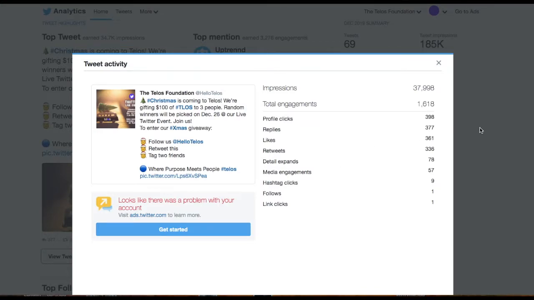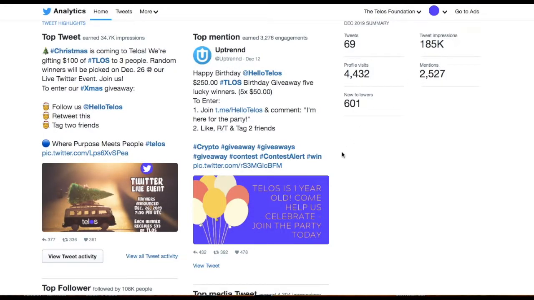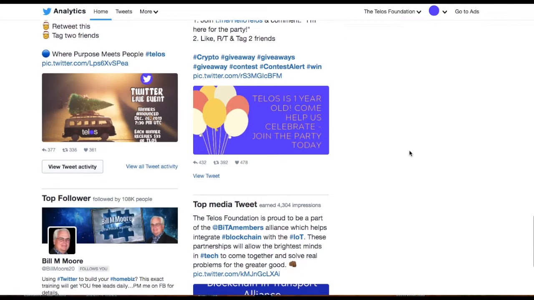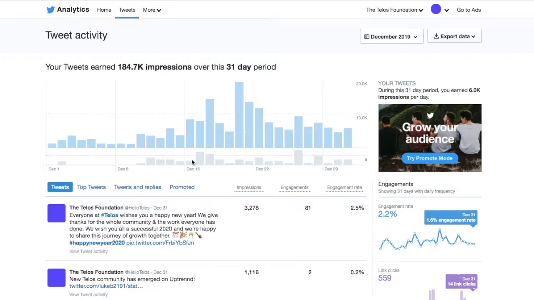For example, the top tweet in December was the Christmas giveaway, and that generated 37,000 organic engagements. Now, giveaways are very successful in getting lots of new followers. But I was told later that the Telos Foundation doesn't want to do any of those types of giveaways. I didn't know that at the time, but now I do.